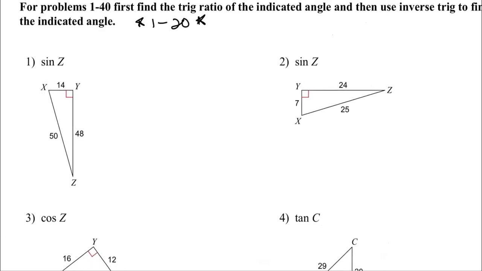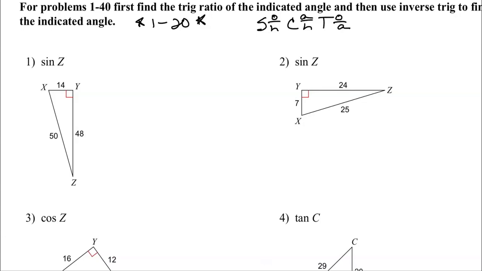So we're going to have you do two things. Find the ratio of the sine of z, and then find angle z. Those are your two jobs for each of these numbers 1 to 20. So, for example, it's a really good idea to write down SOHCAHTOA repeatedly so that you know what you're doing. So SOHCAHTOA is written down for us.